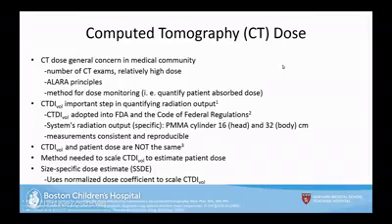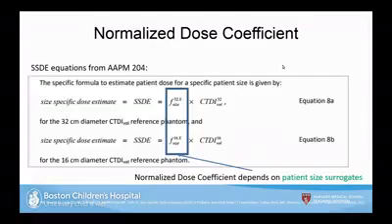I'll refer to it as the SSDE. It uses a normalized dose coefficient to scale the CTDIvol. If you want to look at this in equation form, AAPM Task Group Report 204 came out with the SSDE equation. Basically it is the product of the normalized dose coefficient, that f factor, and the CTDIvol. So this f factor is basically a scaling factor, termed the normalized dose coefficient, and it depends on patient size surrogates. If you have an accurate estimate of the patient size surrogates, you'll have an accurate estimate of the normalized dose coefficient.